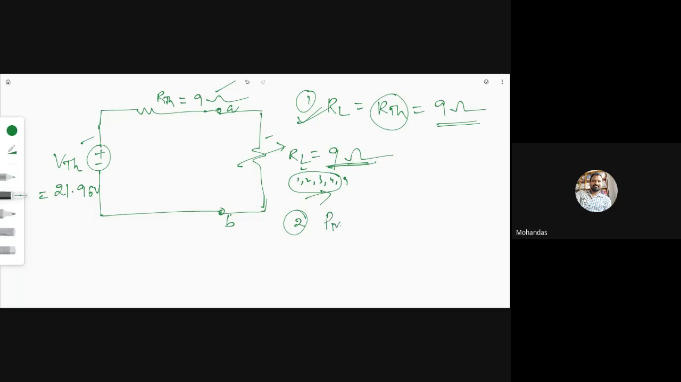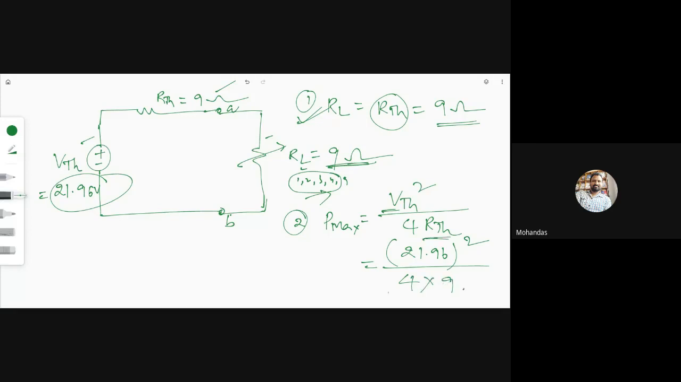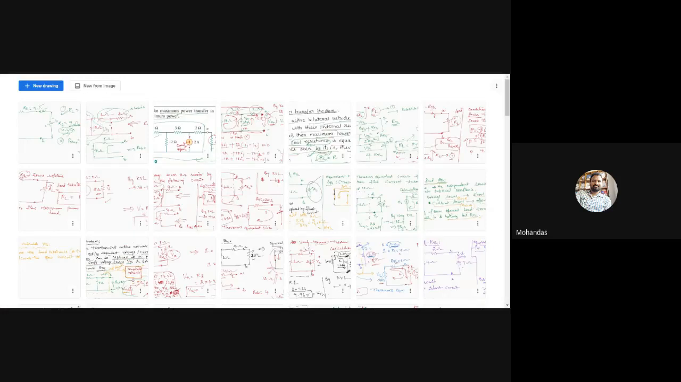P maximum power equal to, the formula is VThevenin square by 4 into RThevenin. What is the VThevenin here? 21.96. 21.96 whole square divided by 4 into RThevenin, which is 9. Please calculate and tell me the answer for maximum power. 13.39.